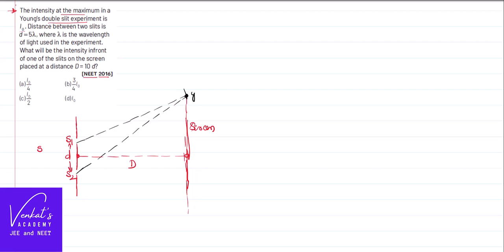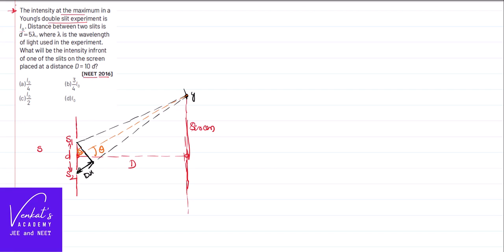Then these two together have a certain difference in their path. For that, from the upper slit you have to draw a perpendicular line, and this line that I am drawing right now is called the path difference between them. If you consider a line in between them as an average, and if this makes an angle theta, then here also there will be the same angle.